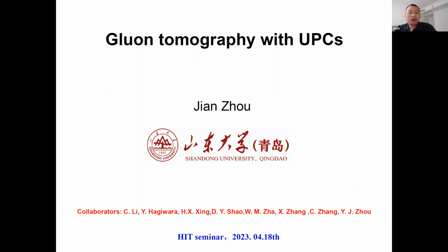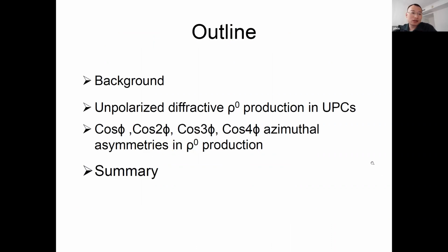Today I'm very happy to have the opportunity to discuss our recent work on UPC physics. In this talk, I will focus particularly on the spin-dependent effect. The work I'm going to discuss has been carried out with many collaborators. Okay, this is the outline. I will start with a brief introduction to the studies of UPC physics and explain why people are interested in studying UPC processes. I will also talk about the recent discovery of linearly polarized coherent photons.